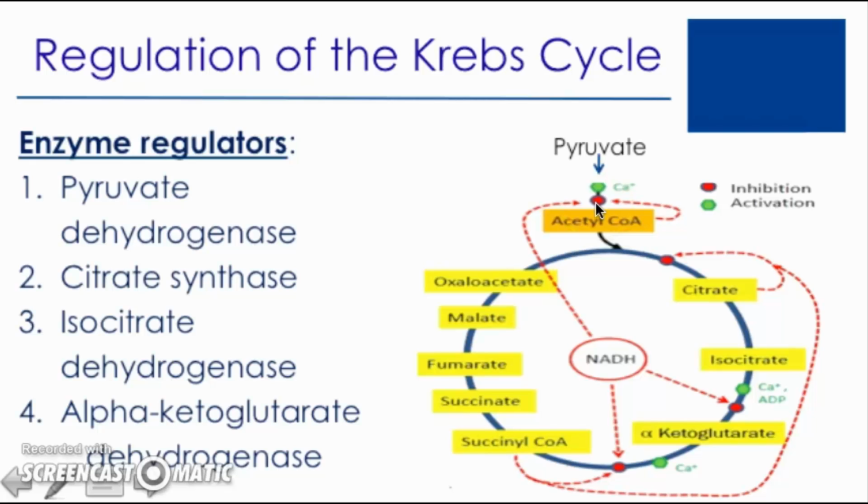Also, you see that calcium promotes the activity of several of these enzymes. In the muscle cell, calcium is released from the sarcoplasmic reticulum during muscle contraction. Therefore, in this case, calcium is acting as a signal, indicating muscle contraction and an increased need to produce ATP.